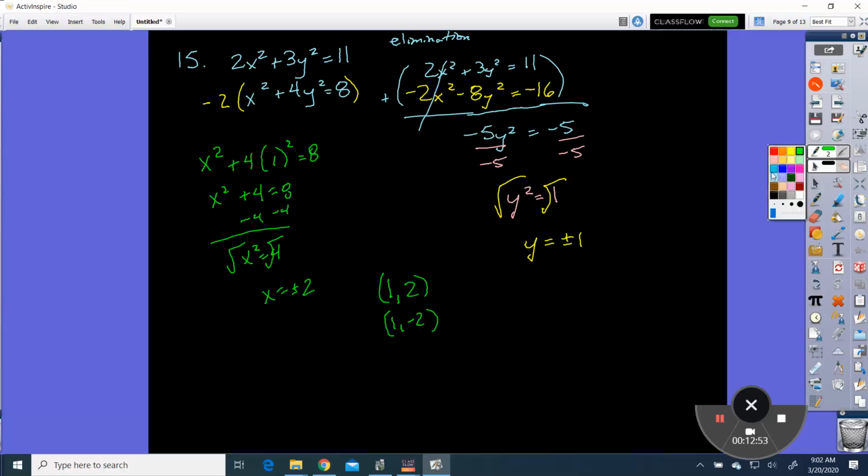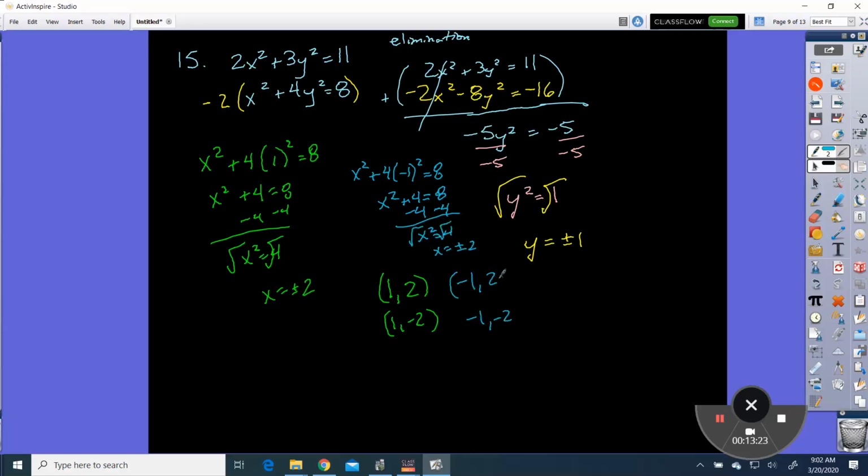So now I'm going to plug in negative 1. So I get x squared plus 4 times negative 1 squared equals 8. Well, negative 1 squared is still a negative times a negative is a positive. So now I'm in the same boat as I was before. x squared plus 4 equals 8. So really I know that x squared equals 4, and that's going to equal plus or minus 2 because we just did that over here. Square root here, square root here. So when x is negative 1, I get two different answers, 2 and negative 2 again. So on this problem, I ended up with 4 answers.